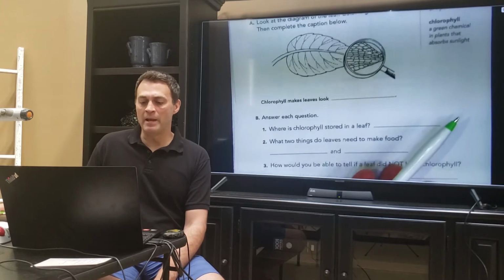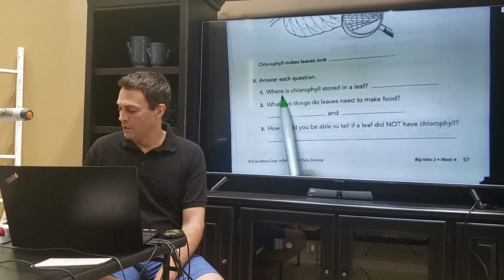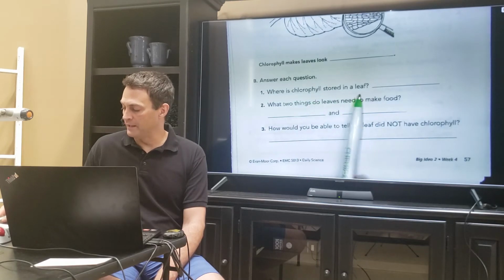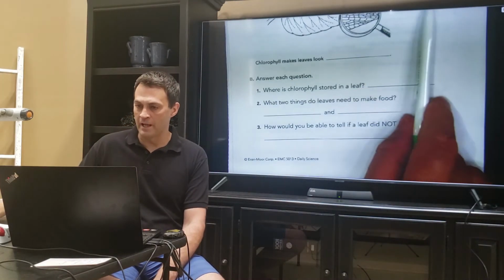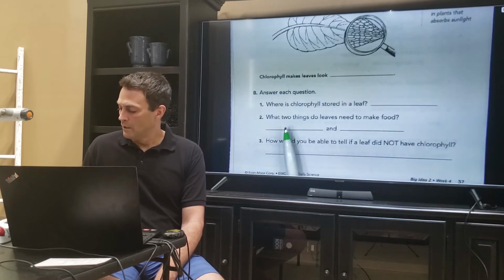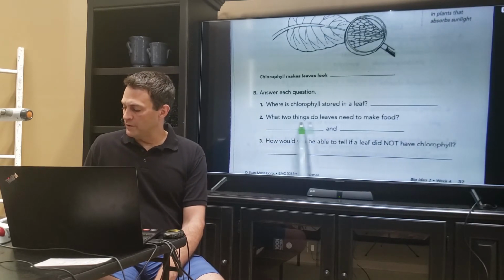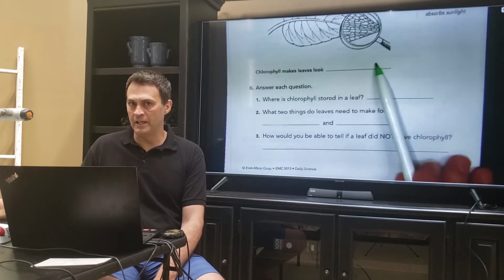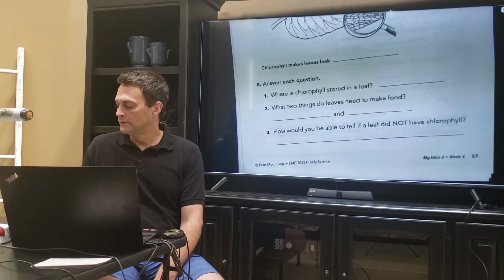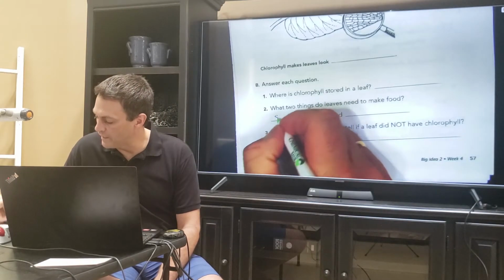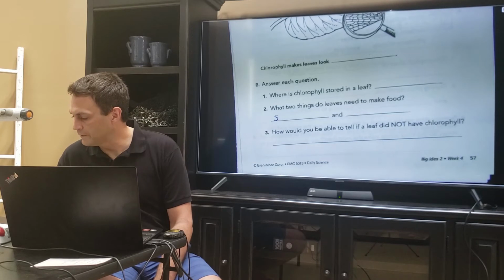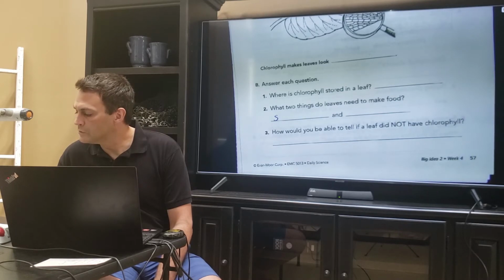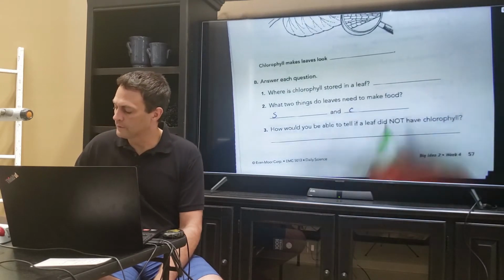All right, part B, answer each question. Where is chlorophyll stored in a leaf? That's in the reading or maybe in your vocab. Number 2, what 2 things do leaves need to make food? That's also in your reading. I'll give you a hint. One starts with an S, and one starts with C.